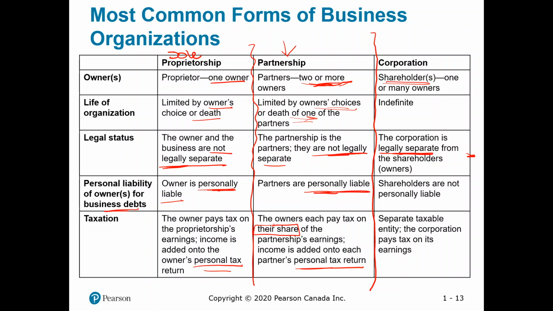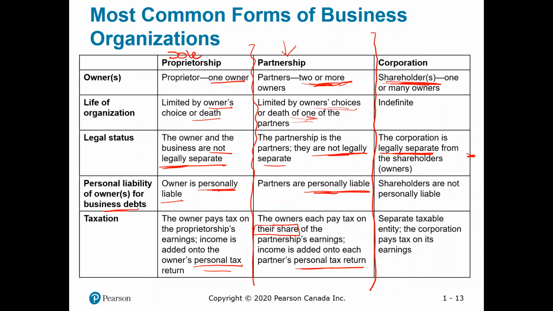And to become an owner of a company or of a corporation, you need to buy what is called a share. And that is just a certificate of ownership. So it shows how many shares you have and your percentage of ownership. And that is why owners of corporations are called shareholders.